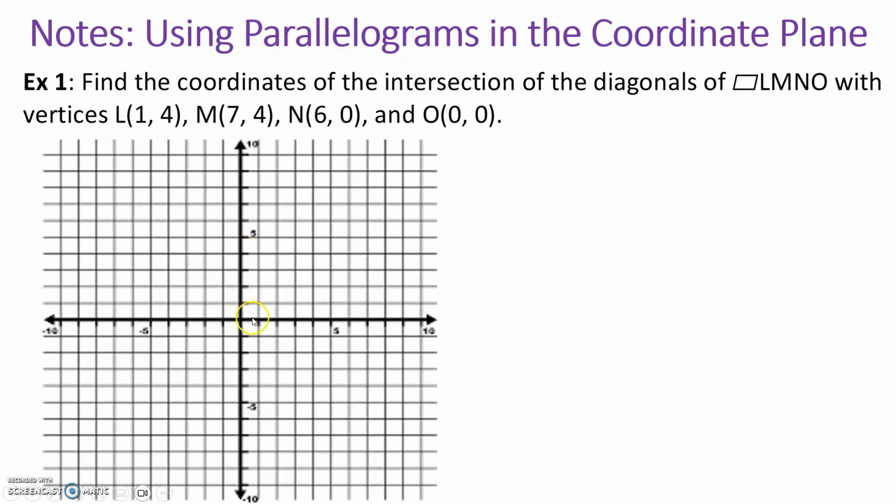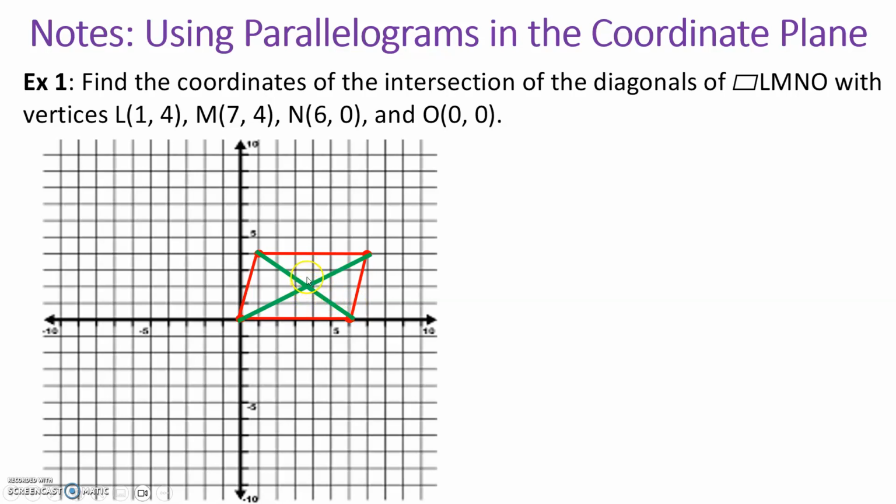L is at 1 and 4, M is at 7 and 4, N is at 6 and 0, and O is at 0, 0, the origin. Let's connect our sides. And now we have our parallelogram LMNO. We would like to draw the diagonals. Take a ruler, straight edge, and connect the diagonals. We'll note here we can see the intersection.